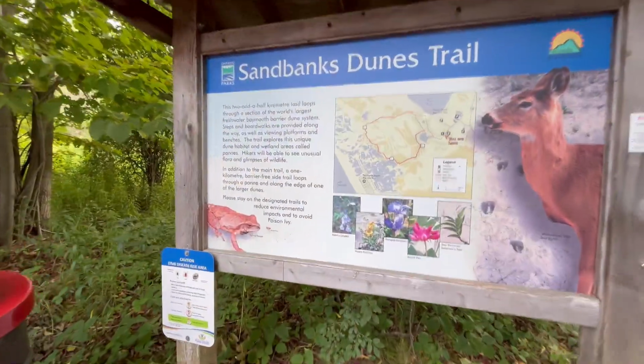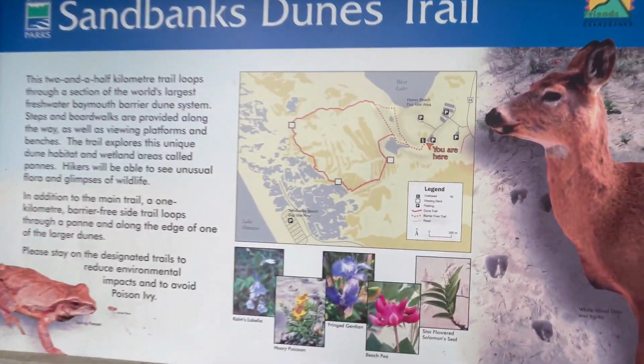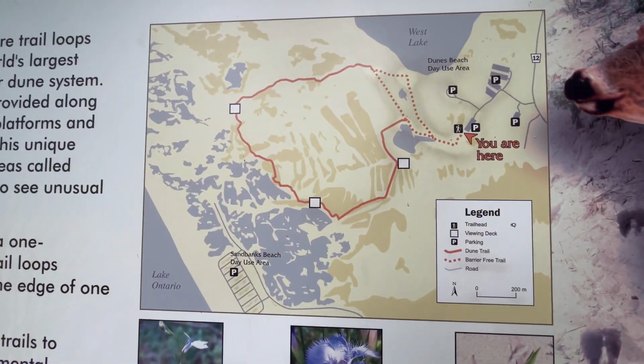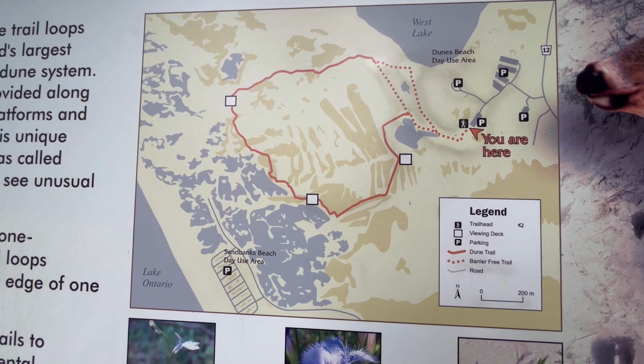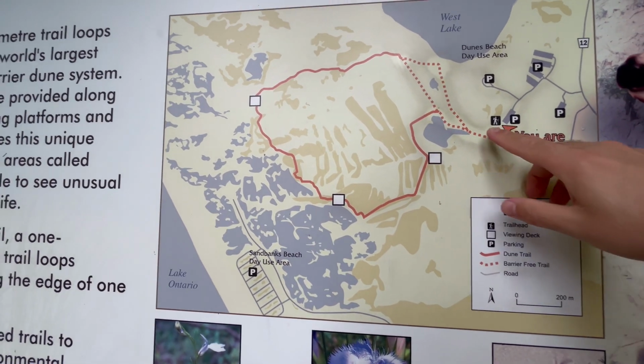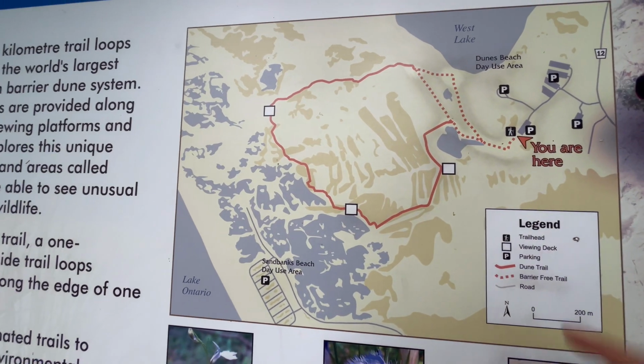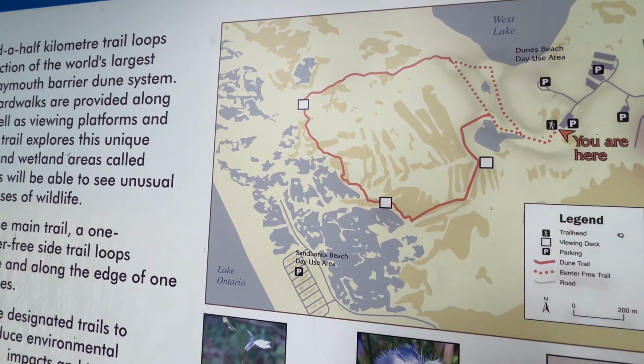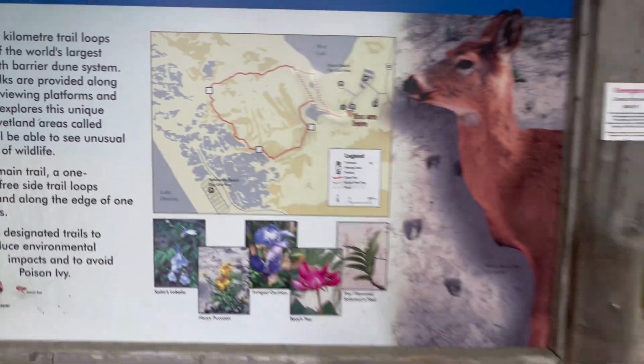Okay, so let's start with this sign here. We've got our beautiful little map. There are 3 viewing decks that we can reach, and the dotted line is the barrier-free trail, which is just a shorter trail where you can see some dunes, and this is the entire 2.5 kilometer loop. So let's go off this way.